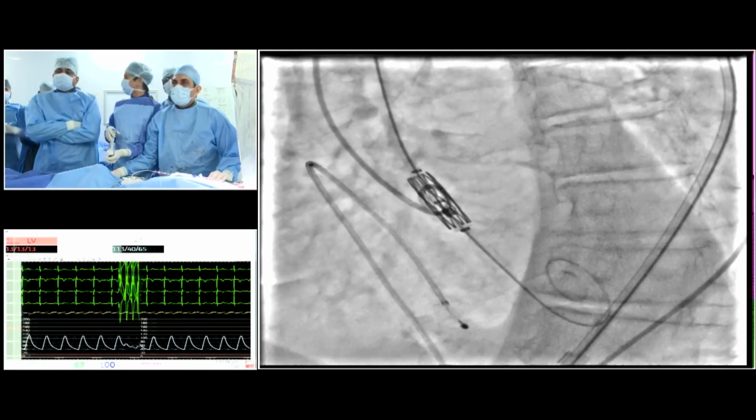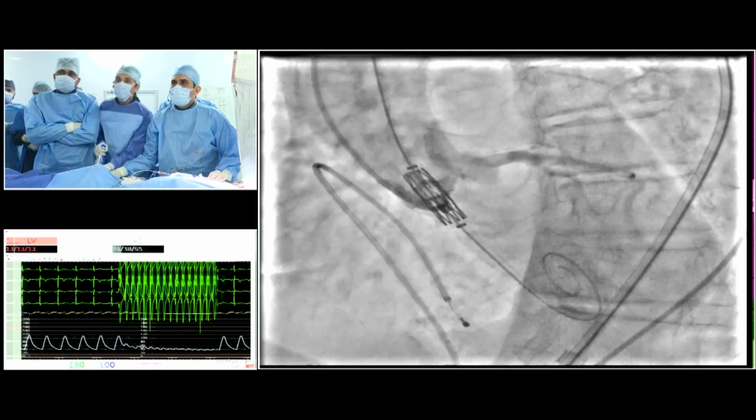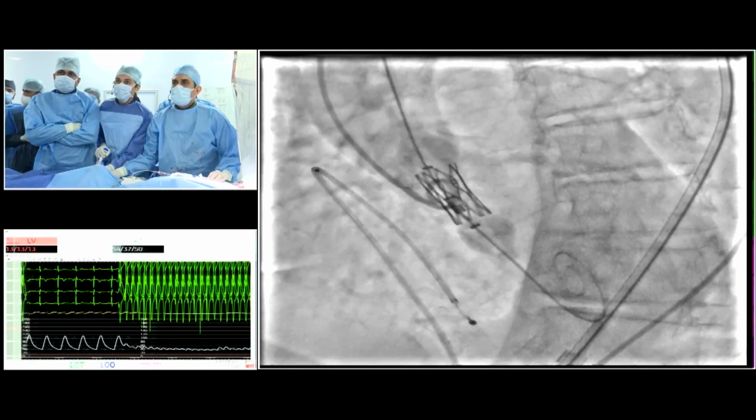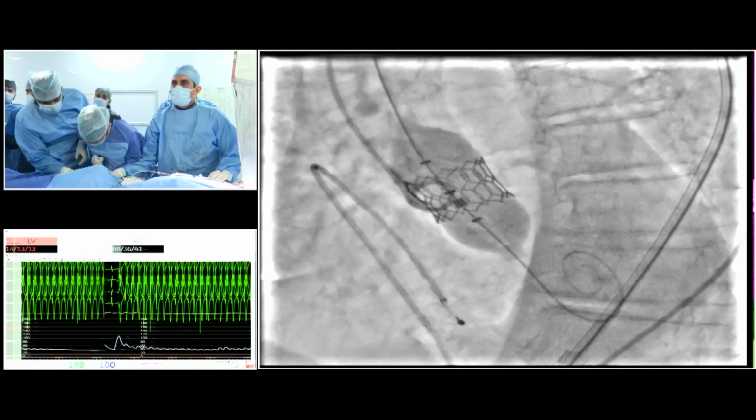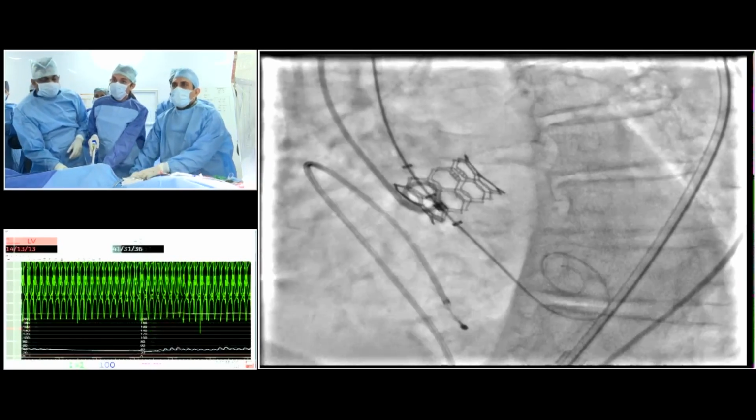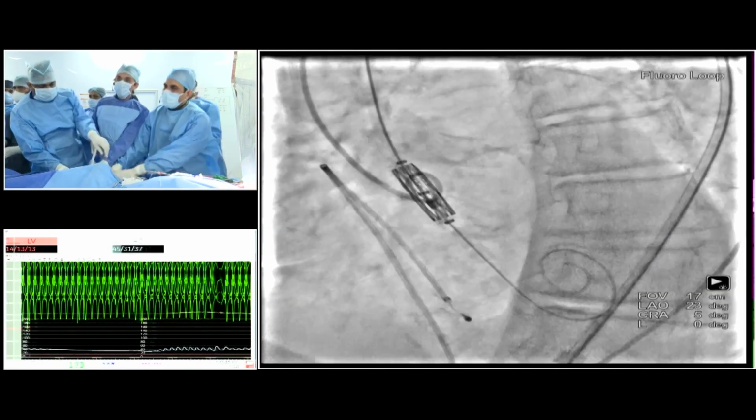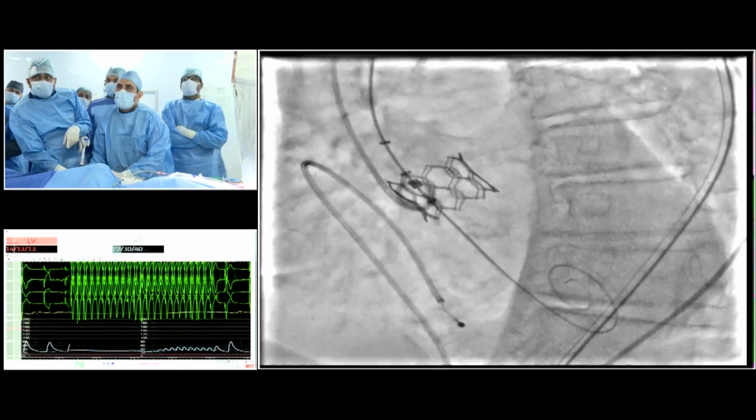So the initial positioning is very simple. Going up. Fully deploy. Every operator in this country knows very well how to do the push-pull, a little deflate a bit. Stop pacing, fluorosave. Now's the moment of truth. Yeah, we're going to go ahead and take a picture.